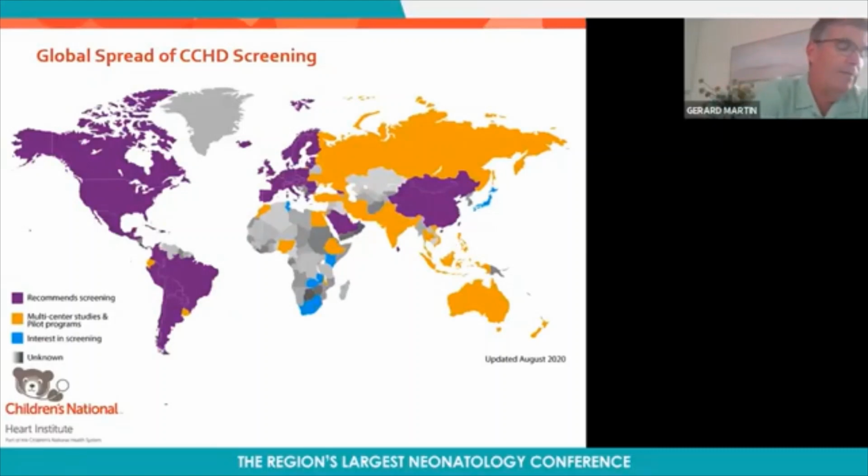Now we're going to move on to the issue of global CCHD screening. It's been amazing the progress we've made in getting recommendations for screening around the world. The parts of the world that have recommended screening are shown in purple. Recommended screening doesn't mean everyone is being screened, but there is at least a recommendation to screen. The gold or yellow areas are areas in which there are multi-center studies. Blue, interest in screening, and gray, where we don't know what's happening.